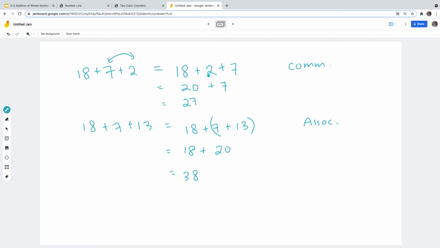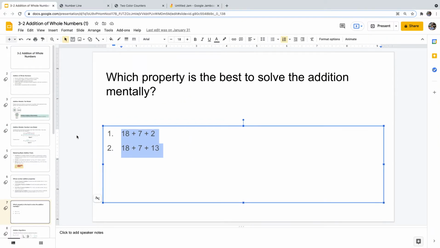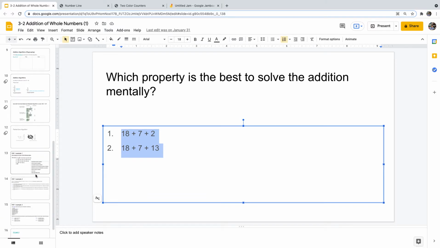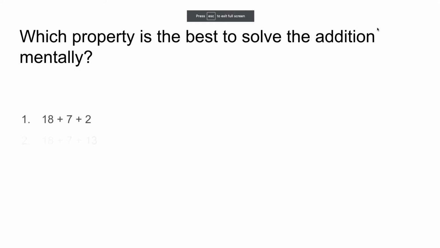You can do this mentally, okay? Without looking at all this procedure, you can say: 18, 7, and 2. I know 18 and 2 is 20, 20 and 7 is 27. 18 plus 7 plus 13: 7 and 13 is 20, 20 and 18 is 38. You can do that mentally. So that is the mental procedure using the properties that we learned. Okay, what is next?